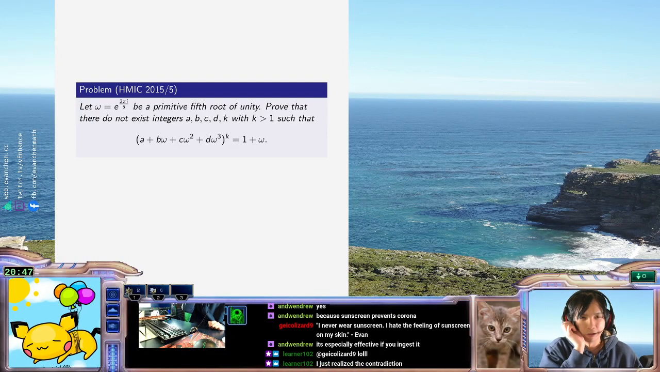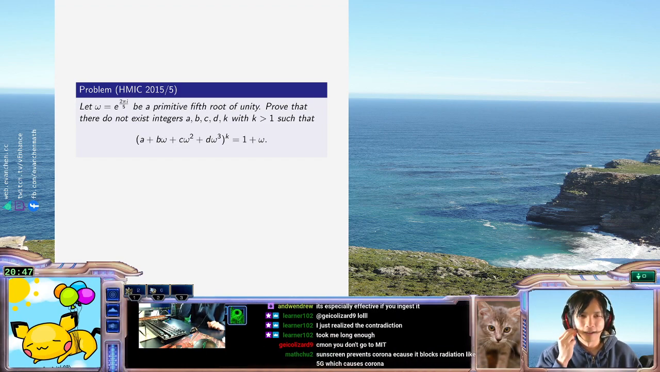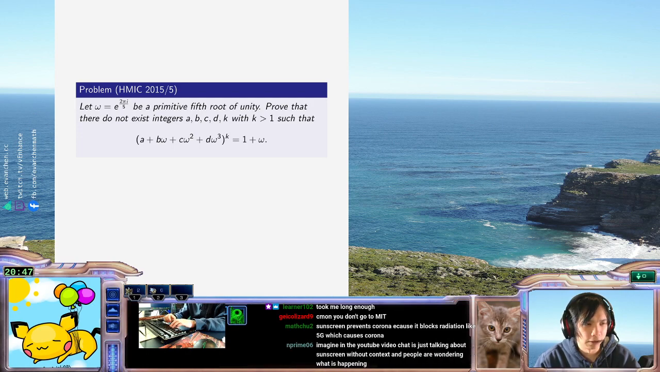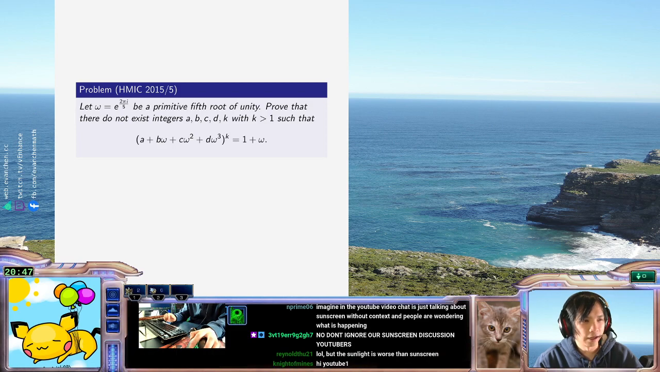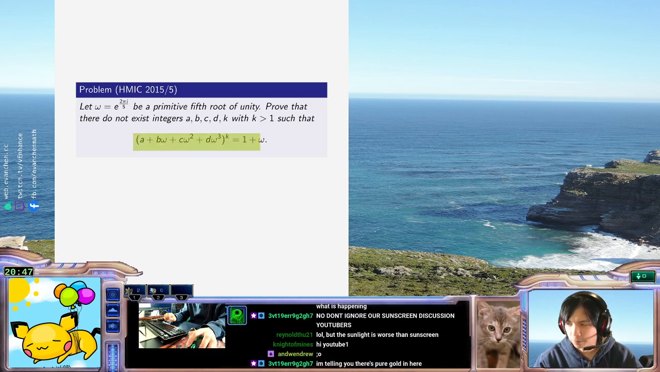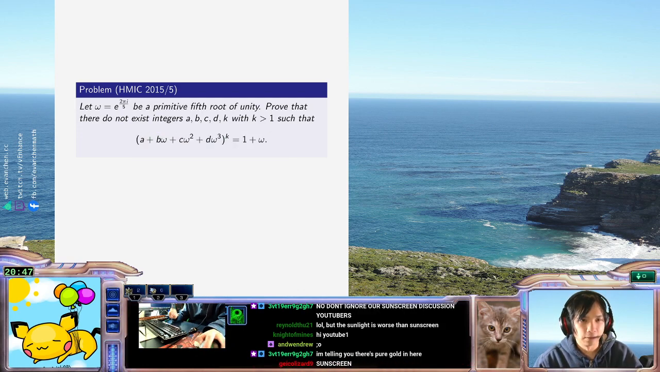Today we have a problem from the Harvard MIT Invitational competition from 2015, which goes: suppose that omega equals e to the 2 pi i over 5 is a primitive fifth root of unity. You want to prove that there aren't integers a, b, c, d, k with k greater than 1, such that this power to the k is equal to 1 plus omega.